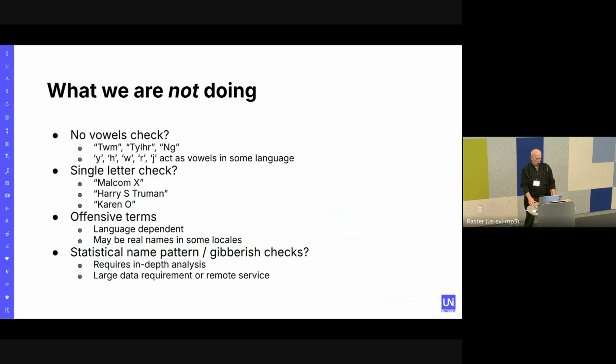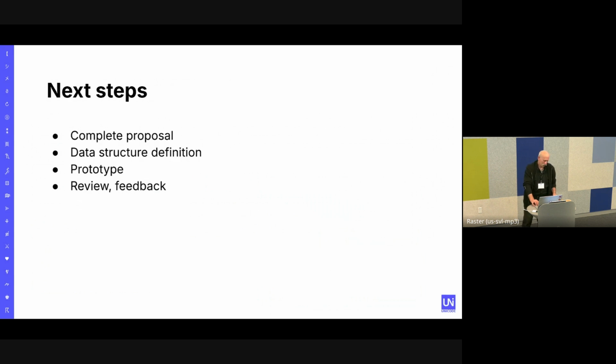So also we're not doing any statistical or gibberish name checks. The systems that do that have an extensive amount of work on the studies and the research that's involved, and you either need to carry around a huge bucket of data with you or have a service to connect to that has to be maintained on a regular basis. And we're not intending to do that. That is something that can be done by your own systems.